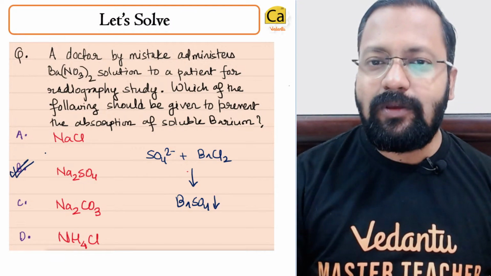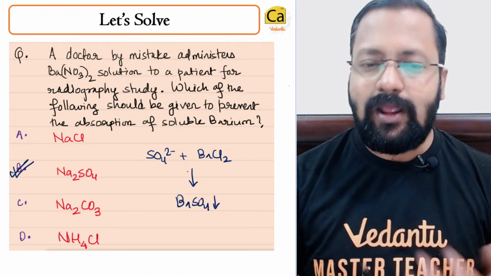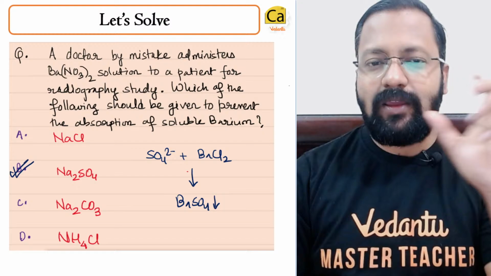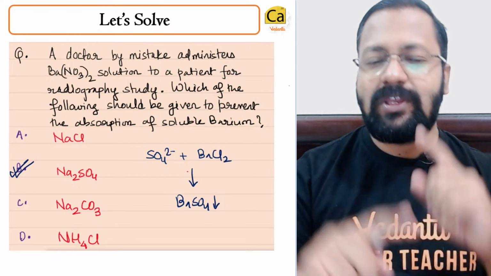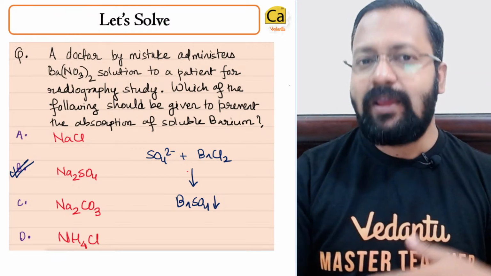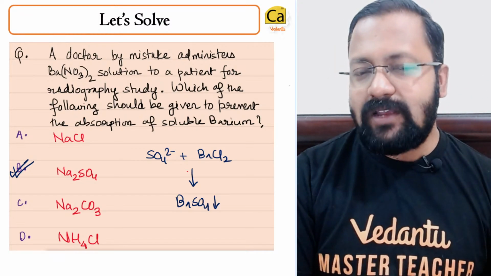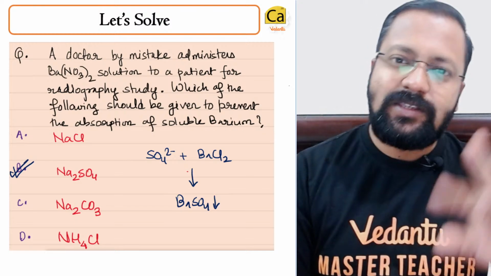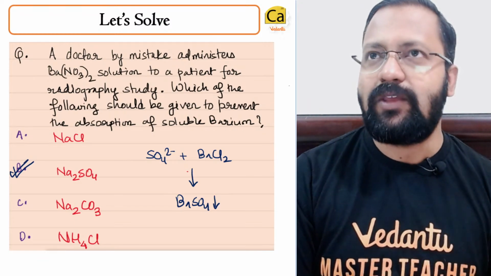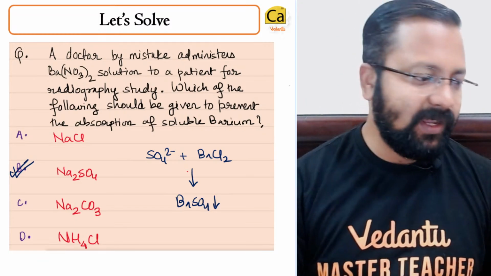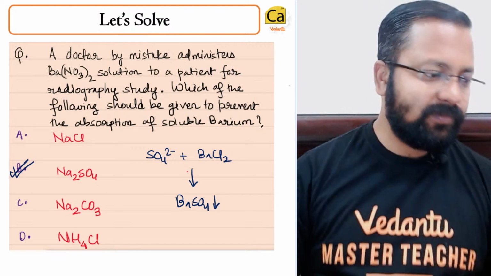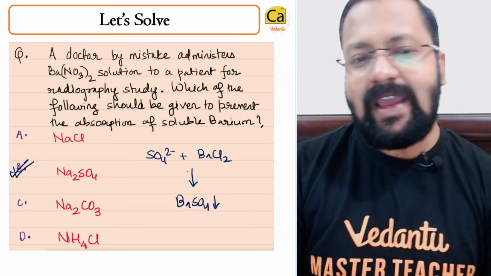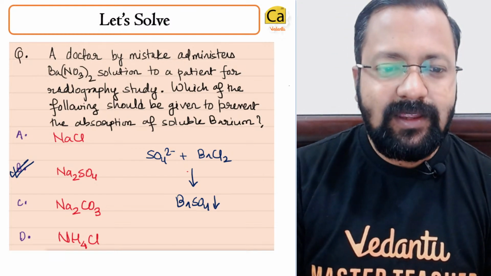The reaction works in a mutual manner. If I have excess sulfate, I can precipitate it using barium. If I have excess barium, I can precipitate it using sulfate. Okay? So the right answer should be B. Clear?